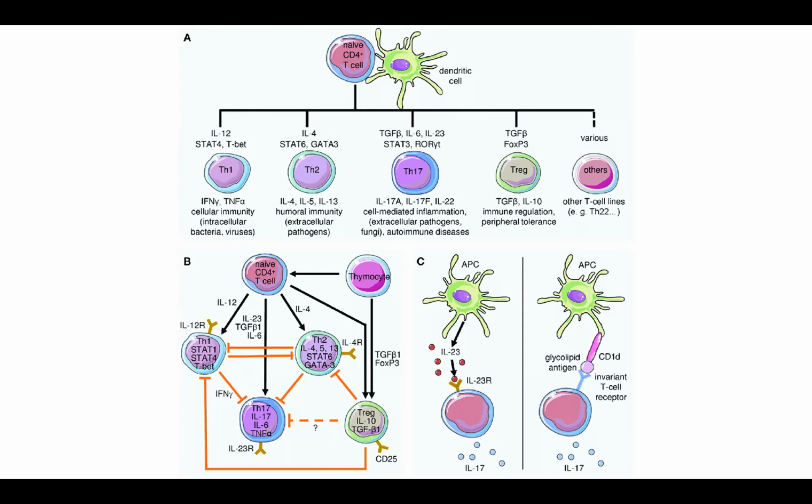Now, Treg acts the opposite. Treg gets rid of and kind of prevents an overreaction of the immune system. So this is called immune regulation and peripheral tolerance. Okay, so the Treg cells produce the TGF beta and the IL-10. IL-10 is considered an anti-inflammatory cytokine. All right. So you have pro-inflammatory cytokines and anti-inflammatory cytokines.